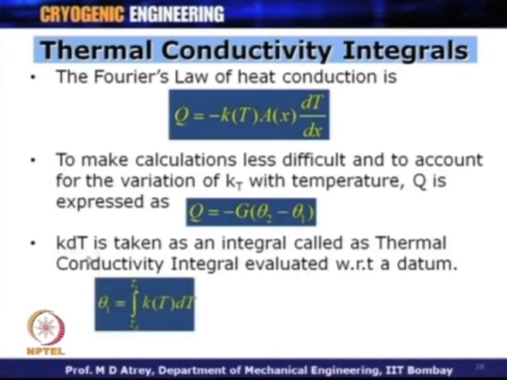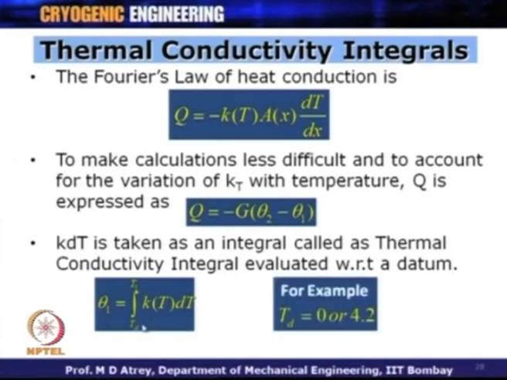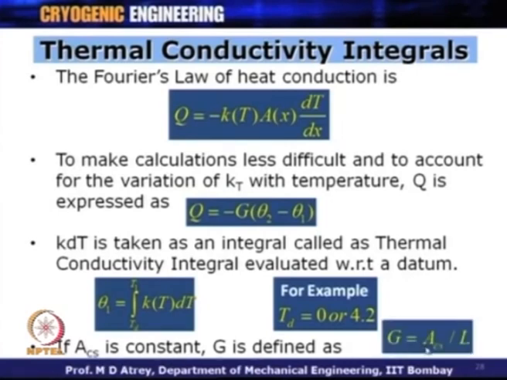And if I am talking about temperatures, I will talk about a range of temperature, and theta 1 and theta 2 are basically for T1 and T2 respectively. Both of them should have the same base of Td here. So, theta 1 is nothing but integral K dT from some datum temperature Td up to T1, and this datum temperature could be, from standard books, 0 Kelvin or 4.2 Kelvin. Here the ACS is constant, the cross section area is constant, and the G is defined by ACS by length.